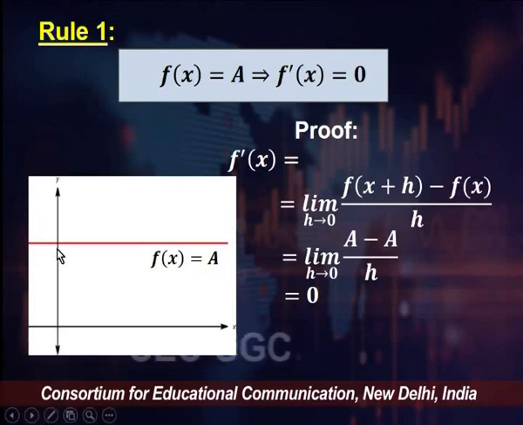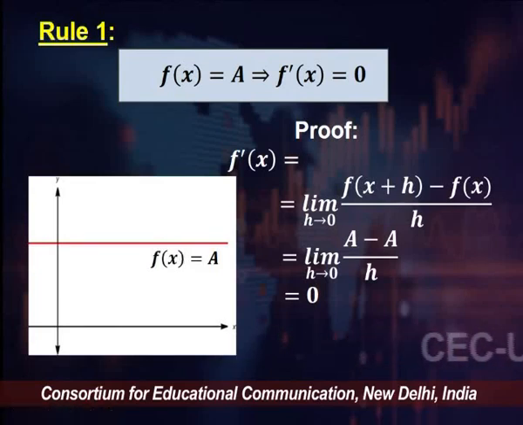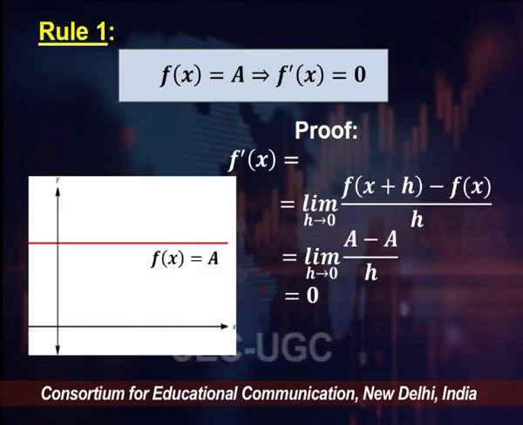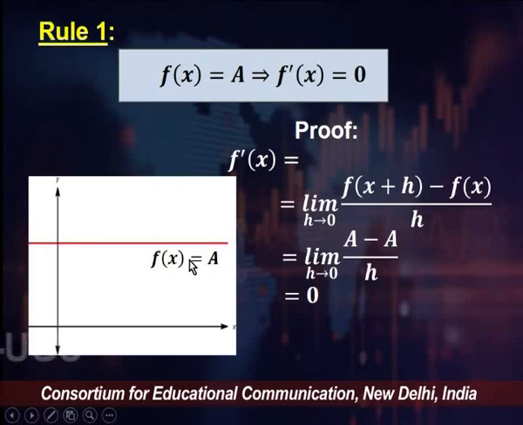And why is that? Because this is a horizontal line. The tangent to this line everywhere is going to be flat. It's going to have a slope of 0. So intuitively, if you look at the result geometrically, the derivative is nothing but the slope of the tangent to the curve at a point, and the slope of the tangent here everywhere is 0.